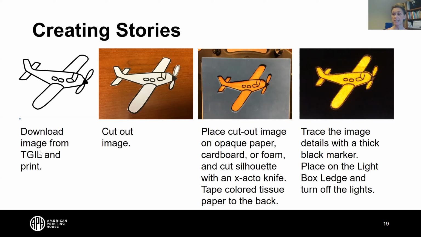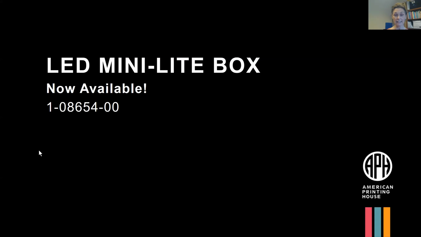If you used that technique I showed on the previous slide about releasing the elbow and the shoulder on the mountain mover, your airplane could actually go flying through the sky. So there are so many options there. At that point, the LED Mini-Lite Box is now available. There is your catalog number, 1-08654-00.